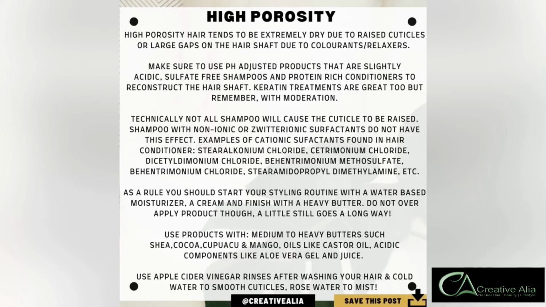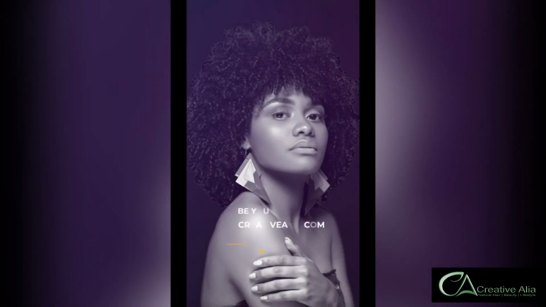You don't want that. So try and use products with medium to heavy weight, like butters like shea butter, cocoa, cupuaçu, and mango. Oils like castor oil, acidic components and substances like aloe vera gel and juice. And another very good tip is using apple cider vinegar rinses when washing your hair. Try and finish with a cold water to smooth your cuticles, and use rose water to mist your hair when dry.